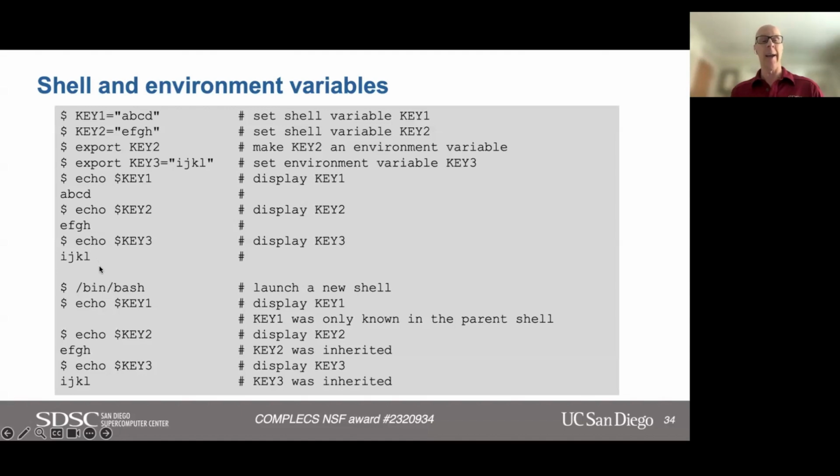ABCD, EFGH, IJKL. Now here's where the difference between shell and environment variables comes in. Recall that key2 and key3 are environment variables. They are going to be inherited by new shells, whereas key1 is just a shell variable. So let's say that I launch a new shell with /bin/bash. I do an echo $key1. I'm going to get empty output. Key1 was only known in the present shell. Whereas if I look at key2 or key3, I will see the values that were assigned.